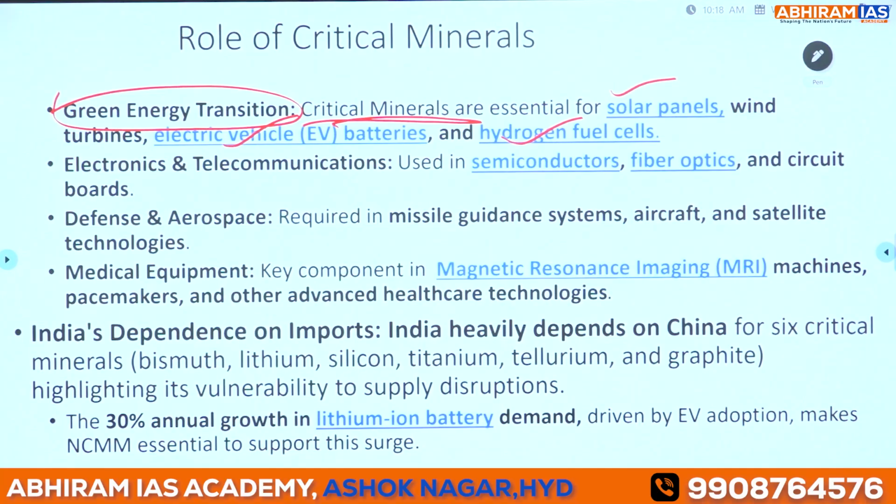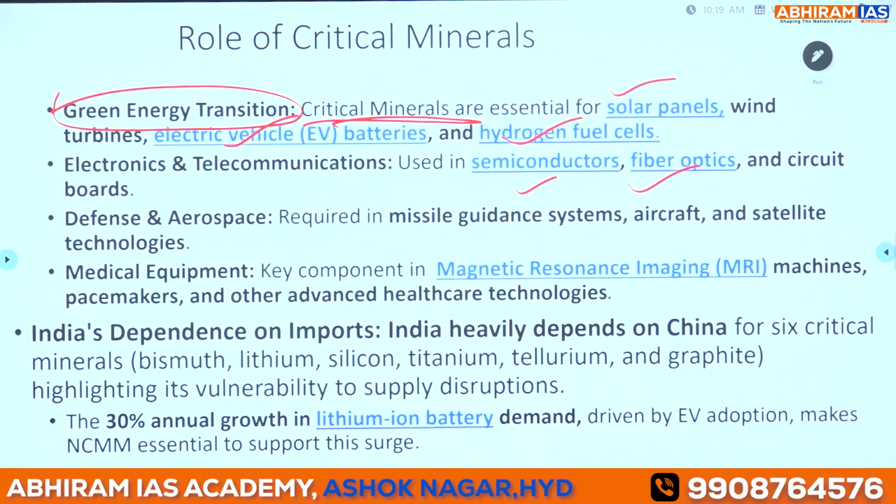Next, electronics and communications. You know, for IC chips, chip manufacturing you need critical minerals. They are used in semiconductors, fiber optics, and circuit boards are also made up of critical minerals. Defense and aerospace: in missile guidance systems, aircraft and satellite technologies you also need critical minerals. In medical equipment, MRI scanning, when we are focusing on MRI manufacturing, for manufacturing that equipment we need critical minerals.